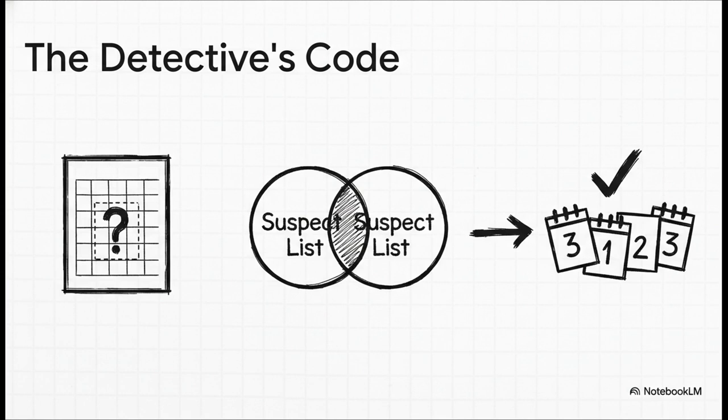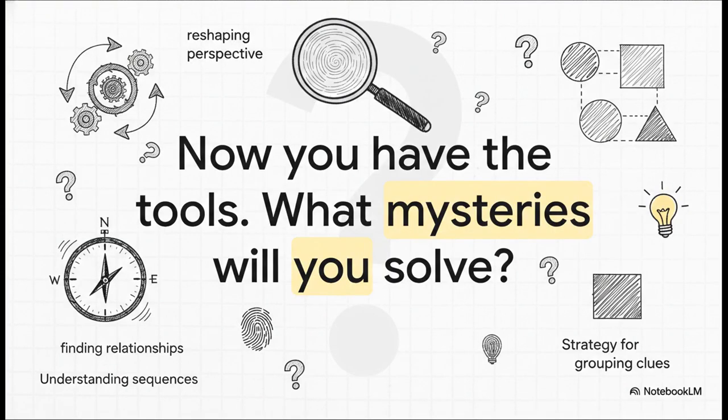And finally, and this is so important, to analyze any trends, your clues have to be sorted by time, chronologically. You can't solve a mystery if your timeline is all jumbled up. So there you have it. That's our deep dive into the Data Detectives Toolkit. We've covered the compass for finding relationships, the time machine for understanding sequences, the lens for getting a new perspective, and a strategy for grouping all your clues. You now have the fundamental toolkit. The only question left is, what mysteries will you go out and solve?